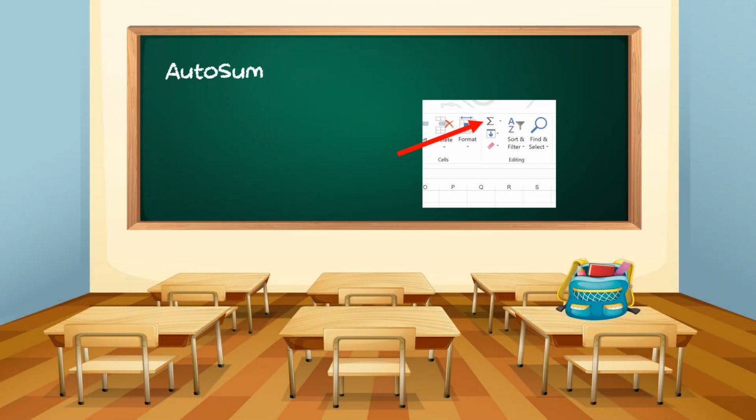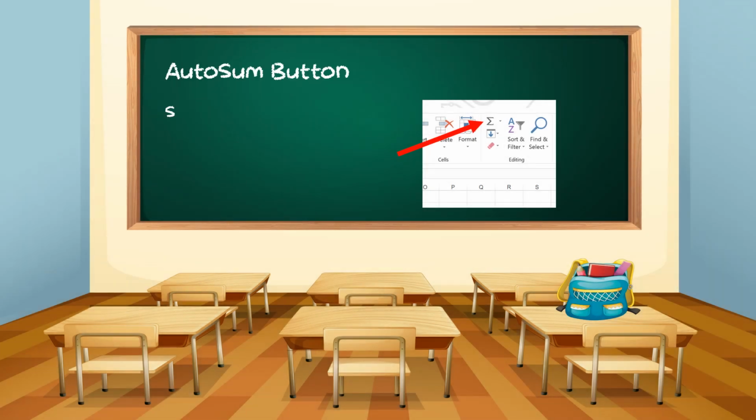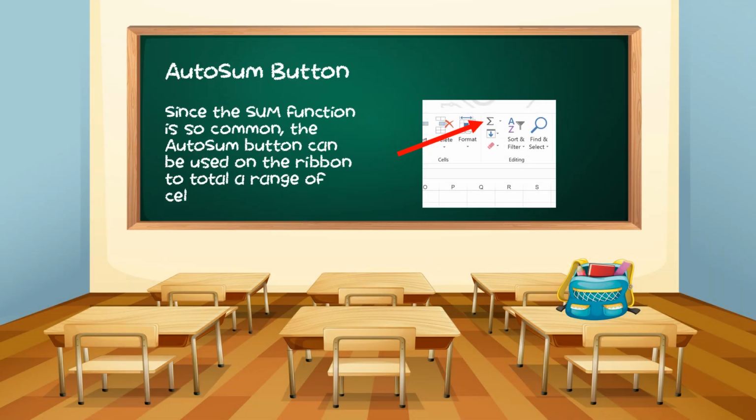Let's talk about the auto sum feature. The auto sum button is a button on the Home tab on the ribbon. Although all Excel functions can be keyed in manually, Excel offers several ways to enter a function into a cell. Since the sum function is so common, the auto sum button can be used on the ribbon to total a range of cells. Let's go over to Excel now and practice using the sum function.